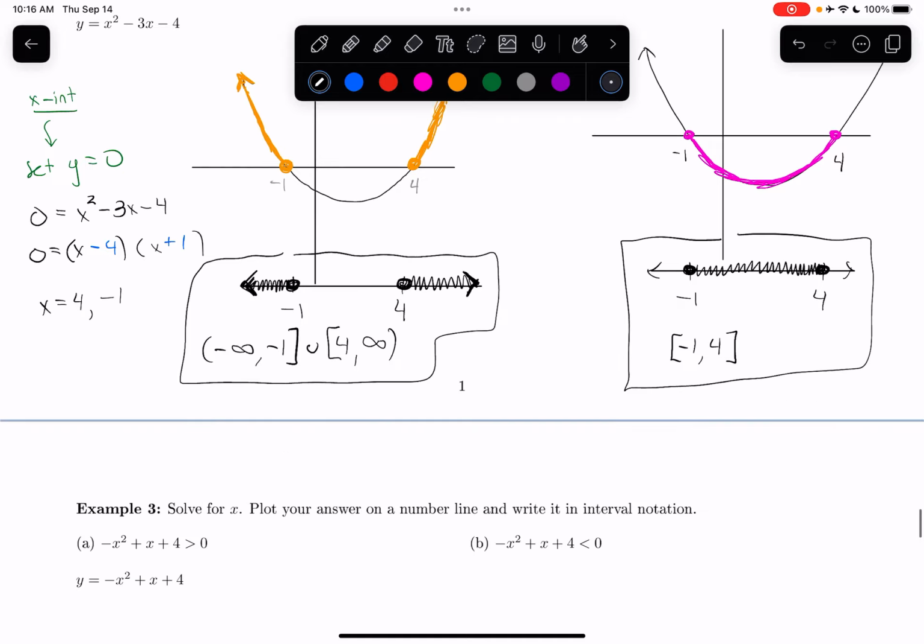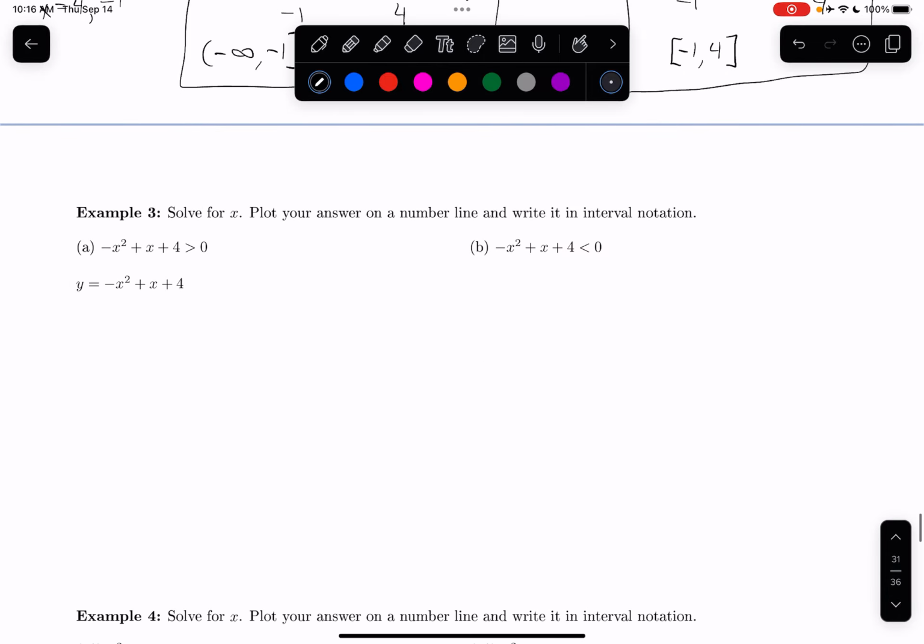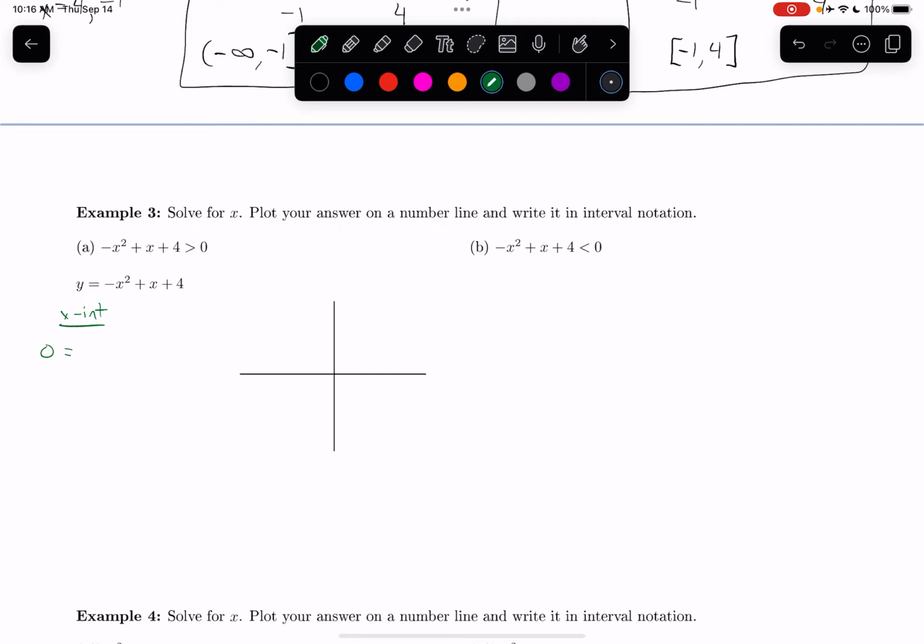I'm going to flip the page to another example. This time I have the quadratic negative x squared plus x plus 4, and first I want it to be just greater than 0. I'm going to get ready here and draw some axes, because eventually I will need the graph. I'm going to find those x-intercepts first, so I set the y value equal to 0, and I get 0 equals negative x squared plus x plus 4.